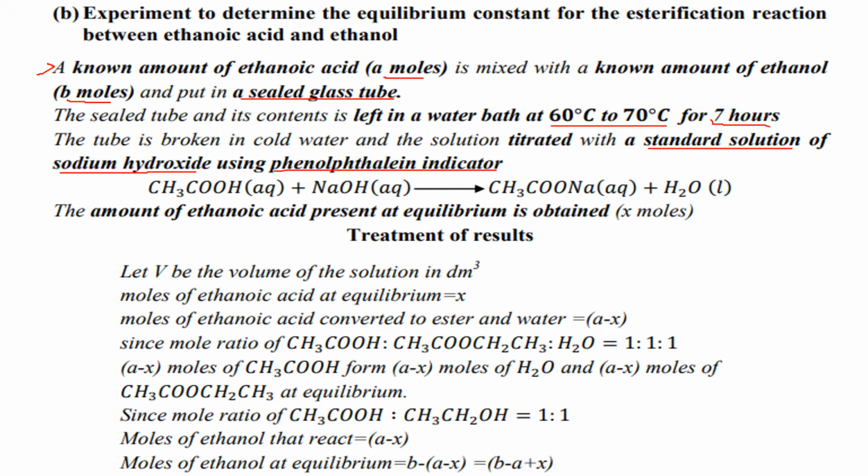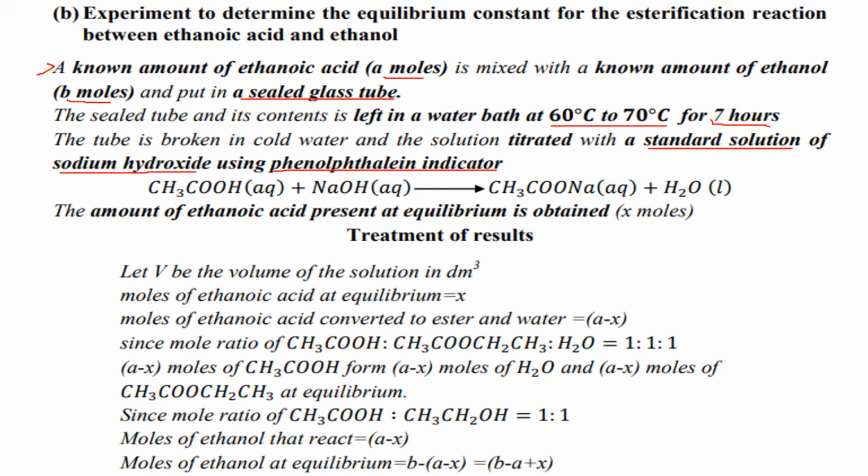And the reaction that is going to take place, remember that sodium hydroxide is a base. Whenever you're titrating a base, bases react with acids. So the only acid you have here is going to be ethanoic acid. So sodium hydroxide is going to react with ethanoic acid to form sodium ethanoate plus water, because it's a condensation reaction. Now, from the known volume of the standard sodium hydroxide used, we calculate the number of moles of ethanoic acid that are present at equilibrium.